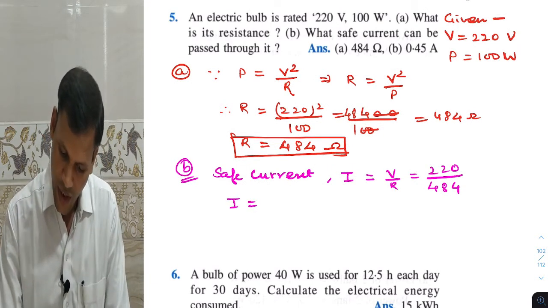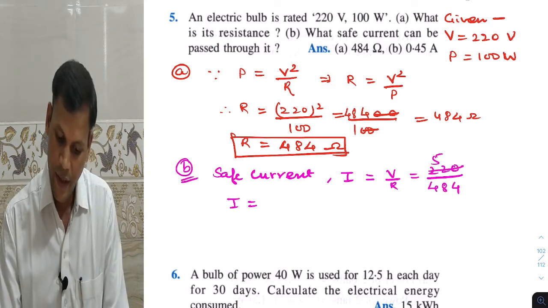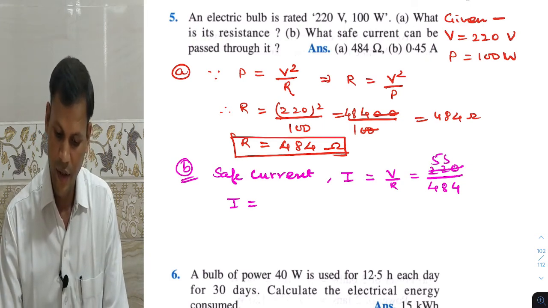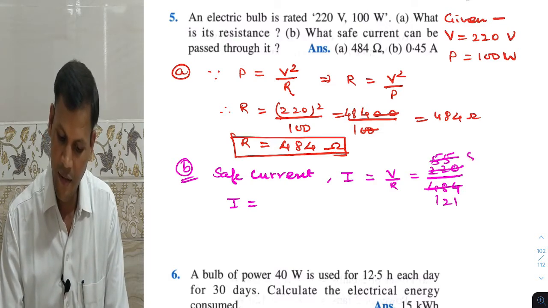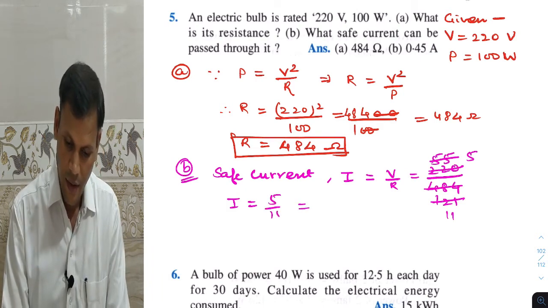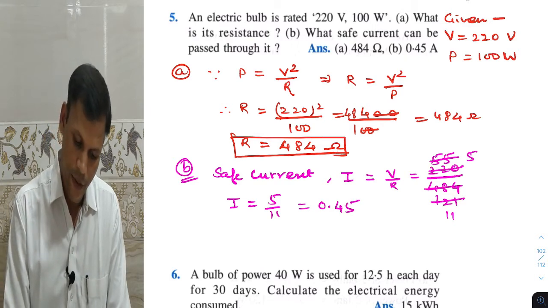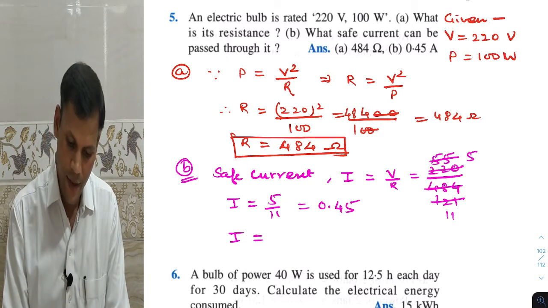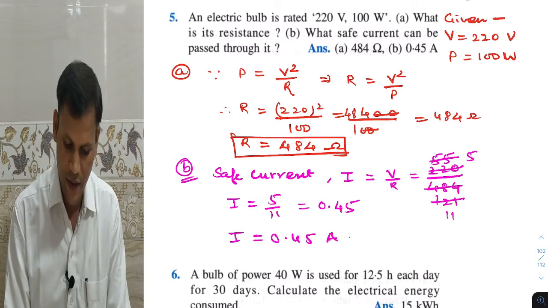So we can divide it by 4. 4 5s are 20 and 4 5s are 20. 4 1s are 4, 2s are 4, 1s are 11. 11 5s are 55, 11 11s are 121. Now we are getting 5 by 11. Now 11 4s are 44, and 660 approximately. Okay, so I becomes 0.45 approximate. It is the approximate answer.